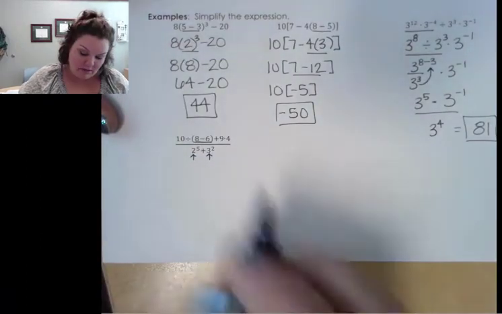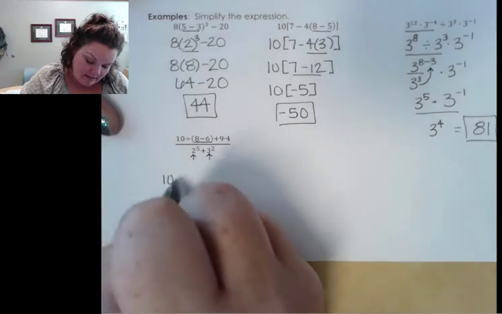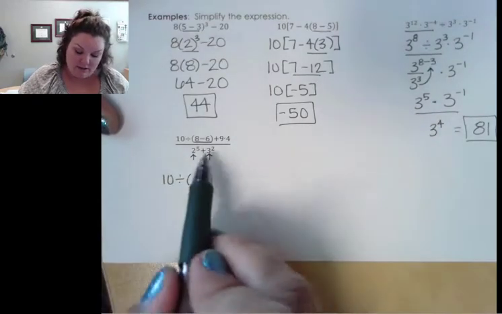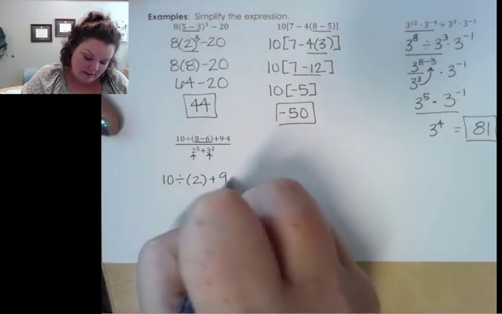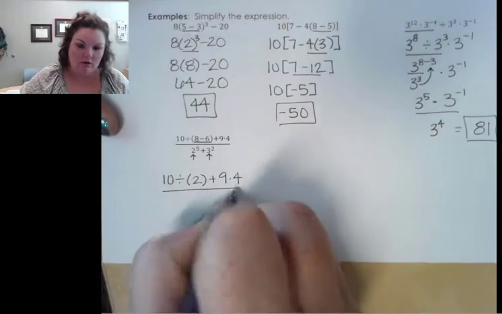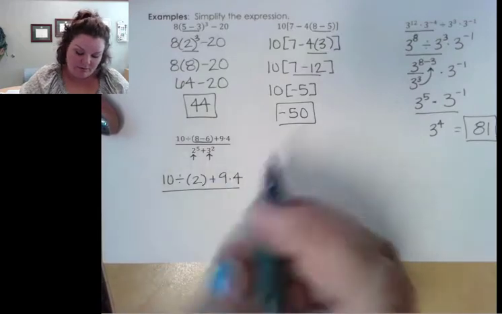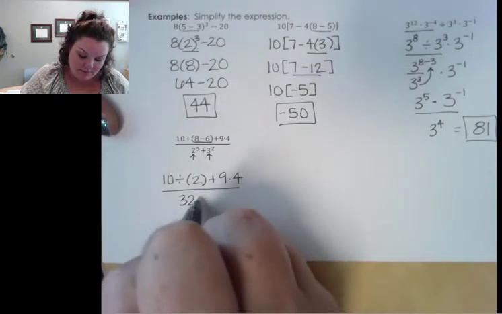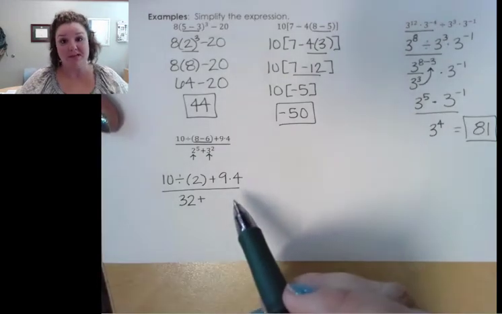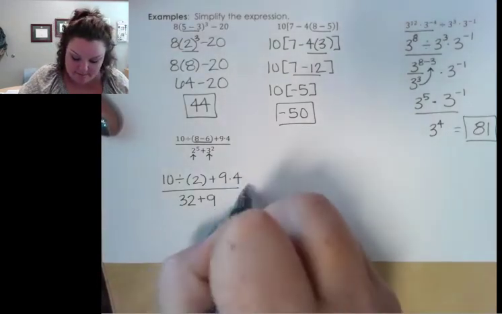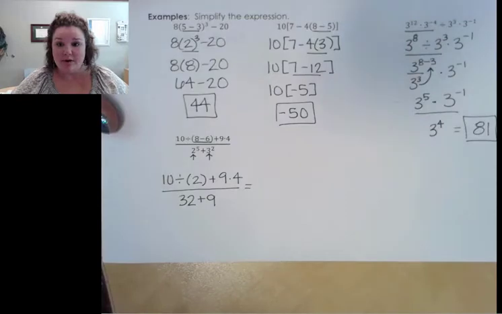All right? So on top, I'm going to have 10 divided by, when I do 8 minus 6, that gives me 2, plus 9 times 4, all over. On bottom, 2 to the 5th is 32, and 3 squared gives me 9. Okay, so I keep going.